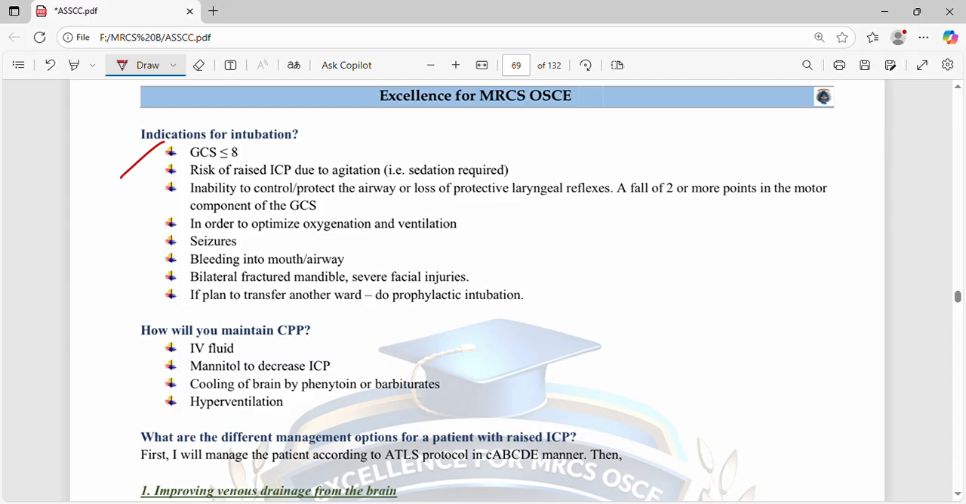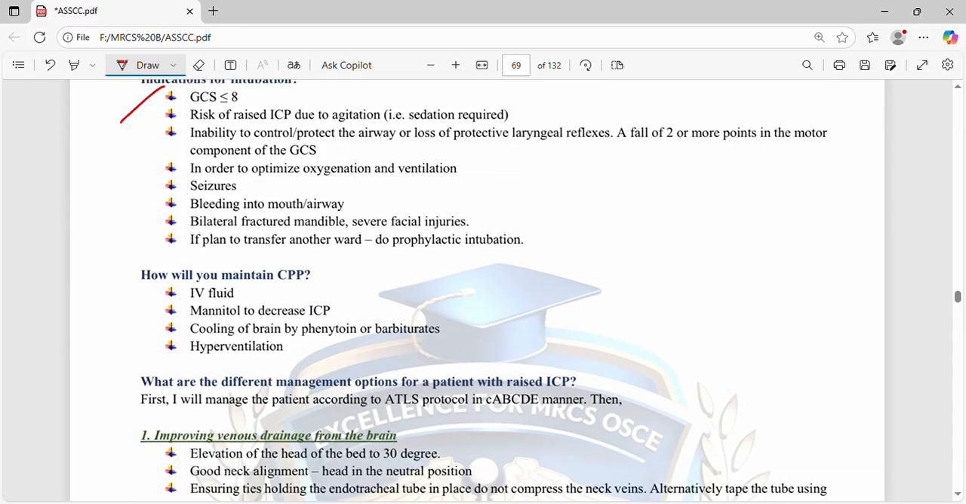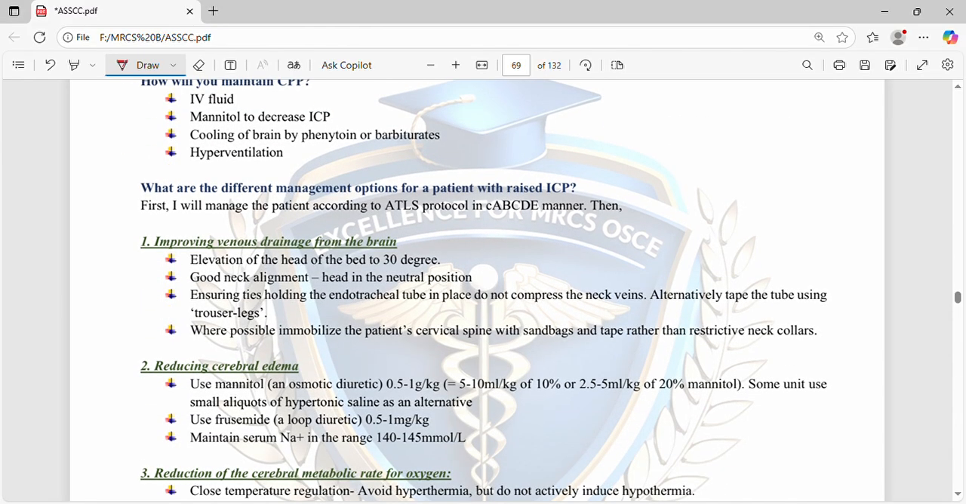How will you maintain CPP, cerebral perfusion pressure? IV fluid, mannitol to decrease intracranial pressure, cooling of the brain by phenytoin or barbiturates, and hyperventilation. What are the different management options for a patient with raised intracranial pressure? So first, I will manage the patient according to the ATLS protocol in ABC.